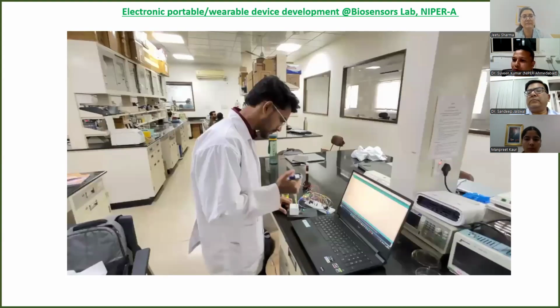As per my opinion, with more than 13 years of experience, gold is a very good nanomaterial that can be used for the development of point of care devices. So this is my opinion, which may differ scientist to scientist. He has one more question.